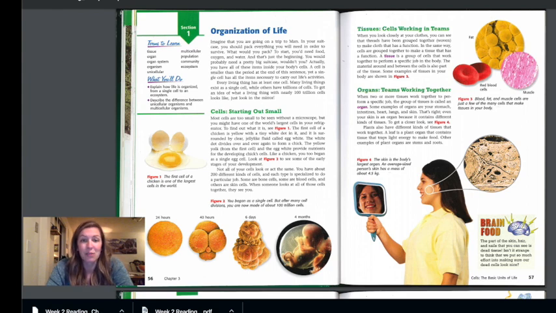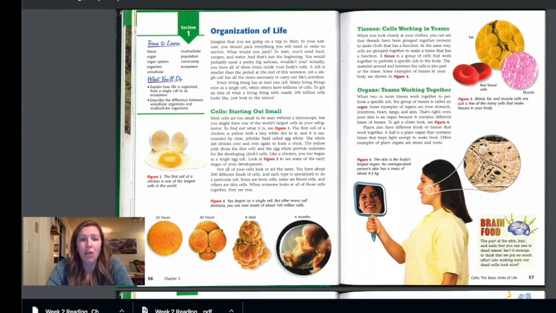Imagine that you're going on a trip to Mars, which we have imagined in class a lot of times. In your suitcase, you should pack everything you'll need in order to survive. What would you pack? To start, you'd need food, oxygen, and water. And that's just the beginning. You would probably need a pretty big suitcase, wouldn't you? Actually, you have all of those items inside your body's cells.